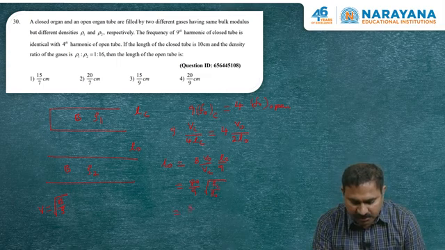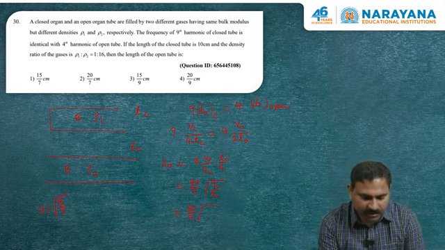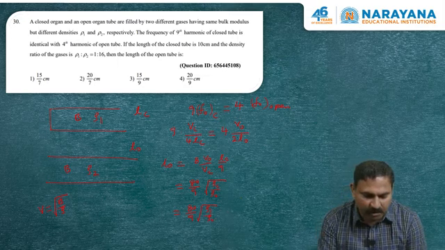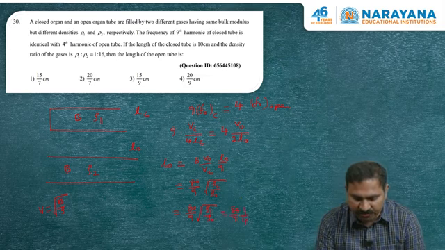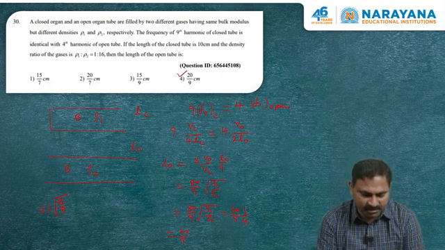So it is coming out to be 80 by 9 into square root of rho C by rho naught, which will be rho 1 by rho 2. The value of rho 1 by rho 2 given is 1 by 16. So it will be 80 by 9 into 1 by 4. Finally it will be 20 by 9. So option is 4 here. Let us go to the next question.